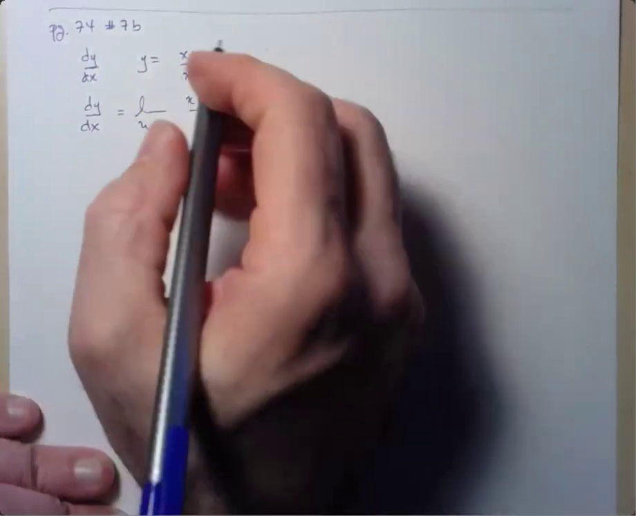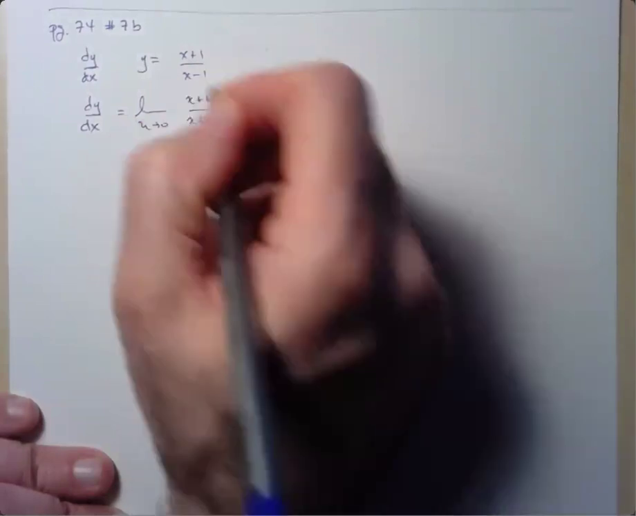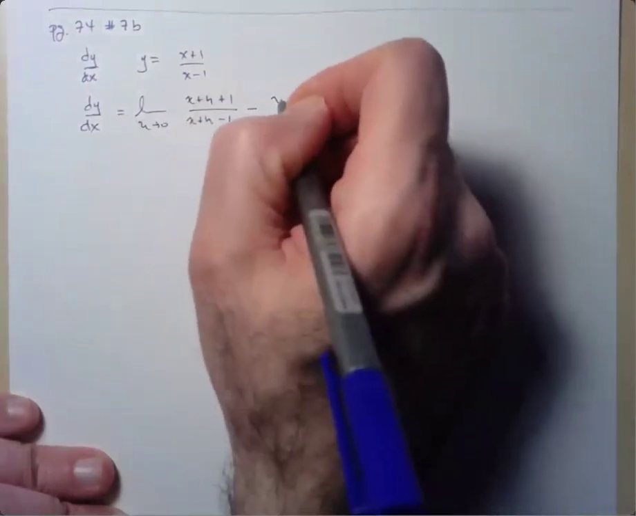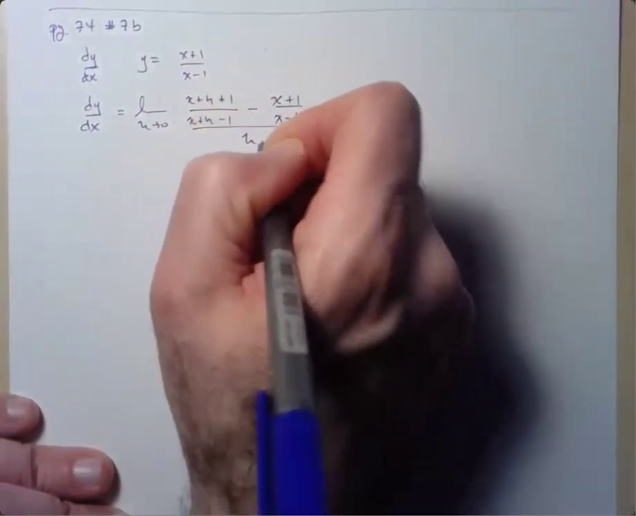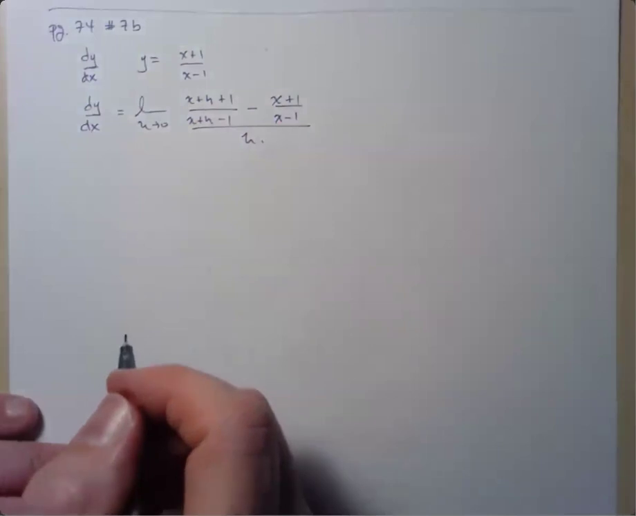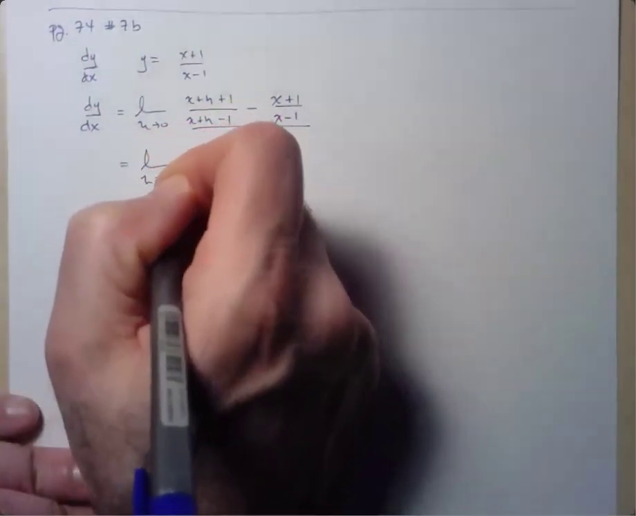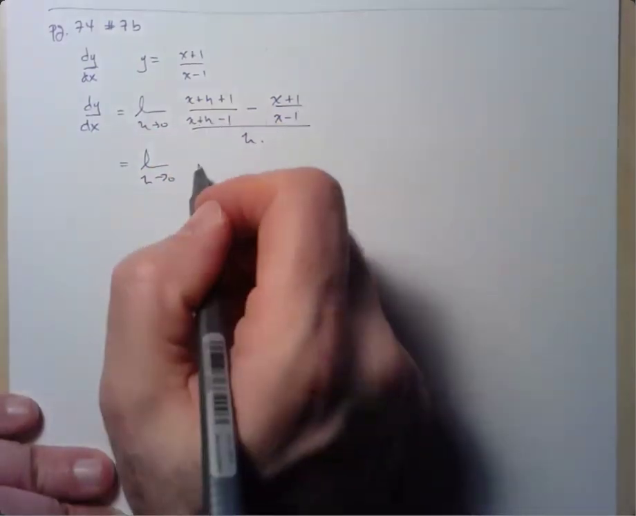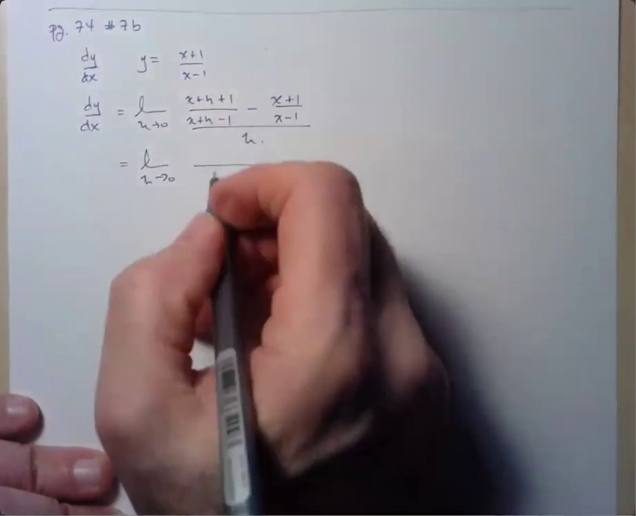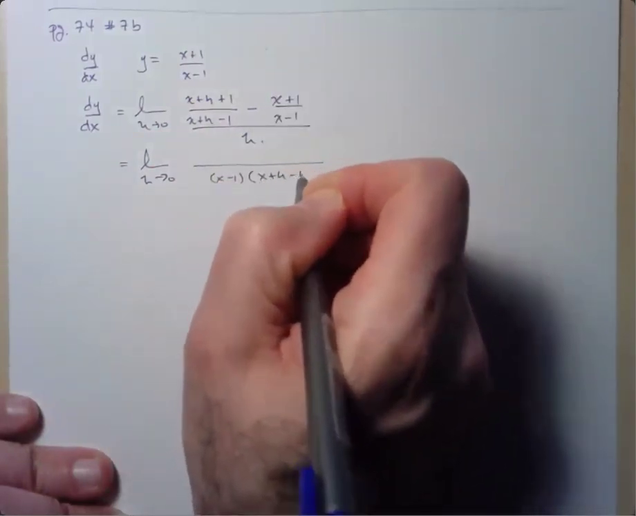This variable is getting replaced by x plus h. And now minus 1, minus the function evaluated at x, so just the function itself, all over h. Okay, and here, well, we're going to have to do a lot of work. We're going to have to subtract those two expressions. So here, what's my common denominator? Well, it's just going to be x minus 1, x plus h minus 1.